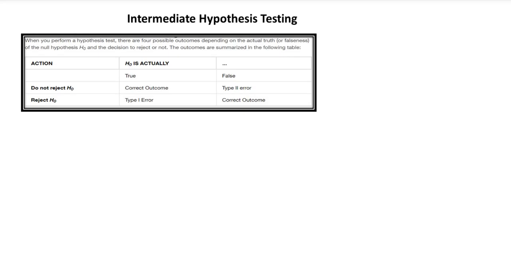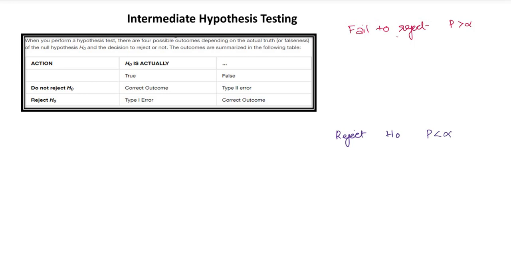Today I'm going to discuss intermediate hypothesis testing with you. When we conduct testing, there are four possibilities. When we conduct a test, either we reject the hypothesis or fail to reject the hypothesis, right? The first case is reject. Reject if the p value is less than alpha, and fail to reject if the p value is greater than alpha. These are the two possibilities when we conduct a test.